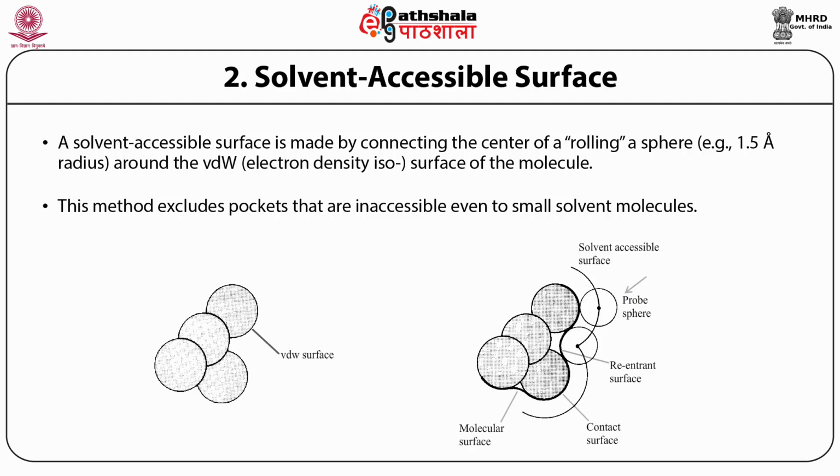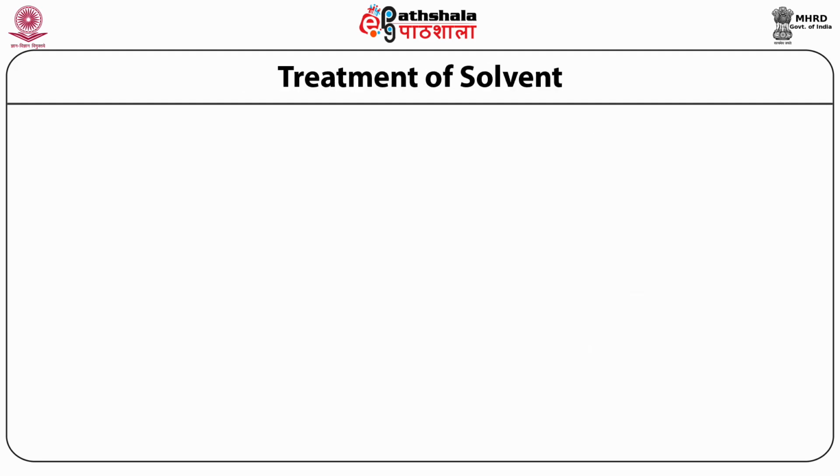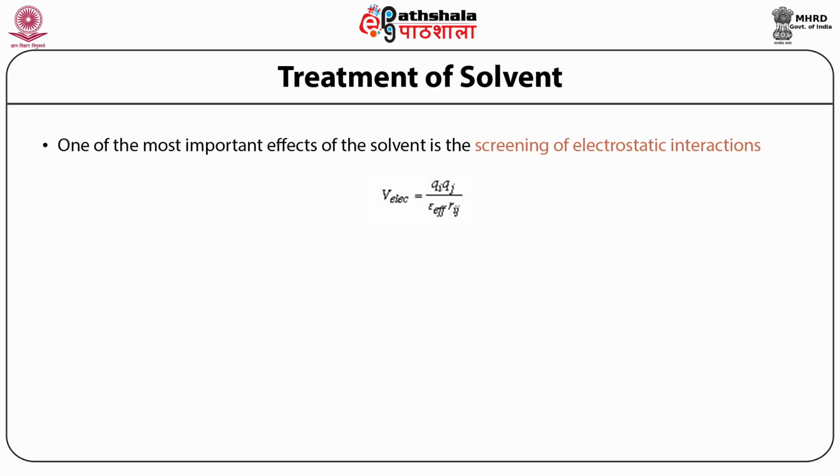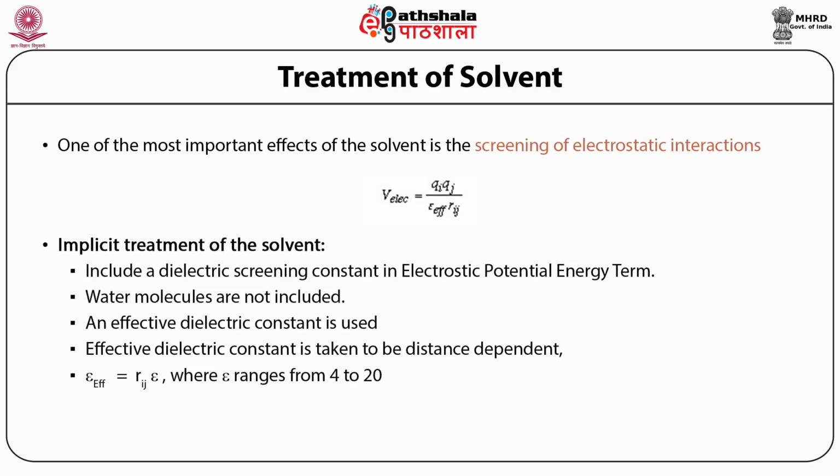Then we can go to the next level of calculations, and one of the most important effects is screening of electrostatic interaction, as I told you in the first part of my talk. Now, implicitly we can treat the solvent, that means include the dielectric screening constant in the electrostatic potential energy term. No water molecules at all are included, and an effective dielectric constant can be used. Effective can mean distance dependent. That is, inside a protein or DNA it can have a different value. As it goes out from the center of gyration, you get different values. That is, the exposed surface may have a different value of dielectric constant, and that can be utilized.